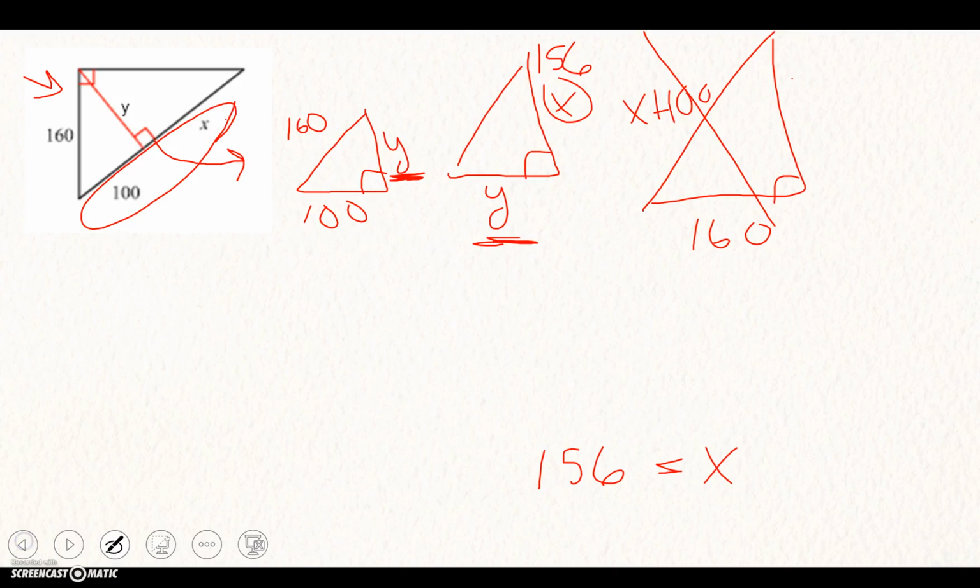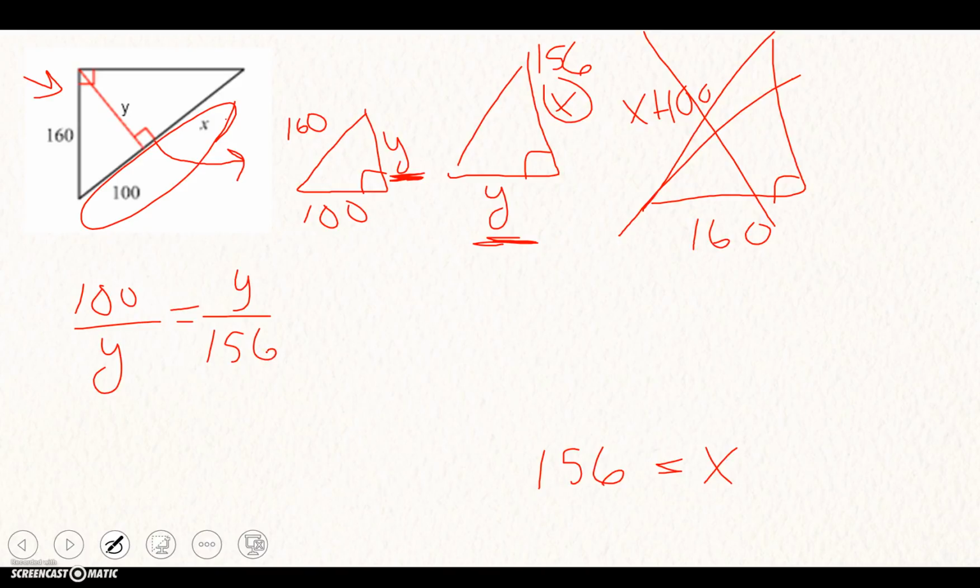So here we don't need to use the biggest one. Sorry. We're focusing on the two little ones. Instead of using x, I'm going to use 156. So I'm going to set up my proportions. In this case, the y ends up being where the geometric mean is. So 100 over y equals y over, instead of x, we're going to use 156.